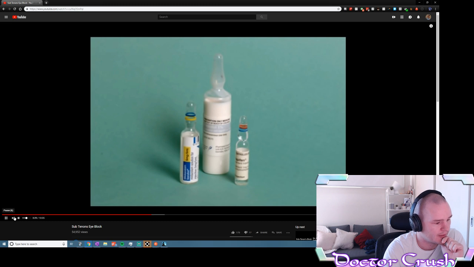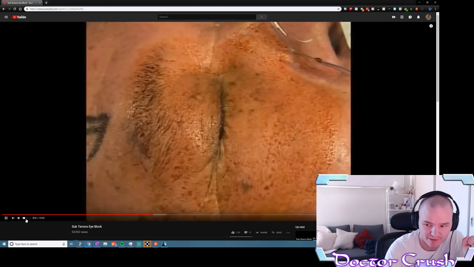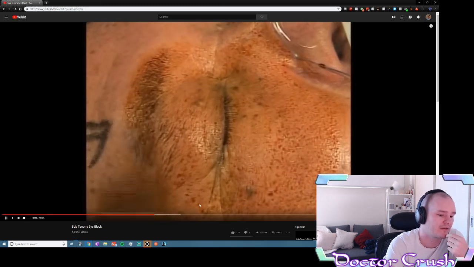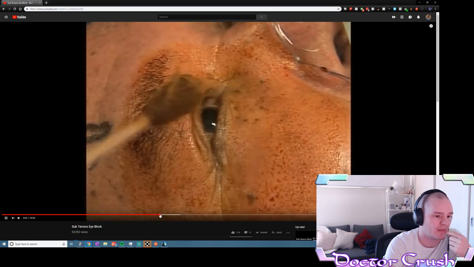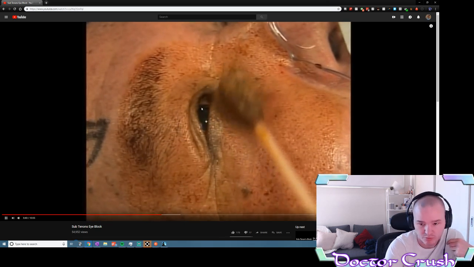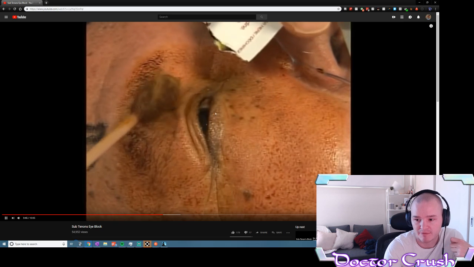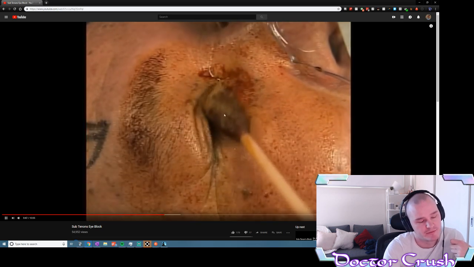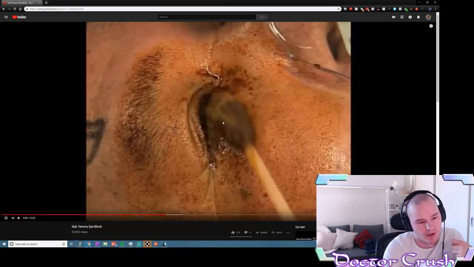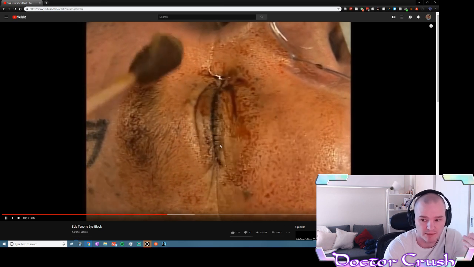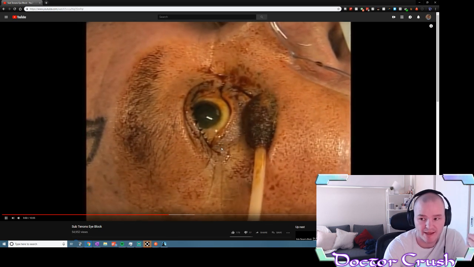So you start off by cleaning the eye. You need to put some in the eye. So see how the pupil is really big and black? They've actually put some eye drops in to numb the eye as well as cause dilation for the surgery when they have the cataract removed.